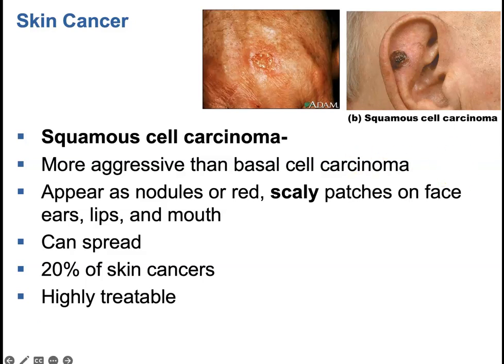Squamous cell carcinoma, this one starts with an S, so you'll remember that it looks more like a scaly patch that just won't heal. And again, this one tends to appear more often in individuals that are more lightly complected. So what you're seeing here is the back of the hand of some individual. This is an ear. And these are squamous cells. They look like scaly patches that look like they're going to start to heal, and then they don't heal. Again, these can also occur in individuals with darker skin. But this is also a very treatable skin cancer. The difference with the squamous cell one is it can actually spread.